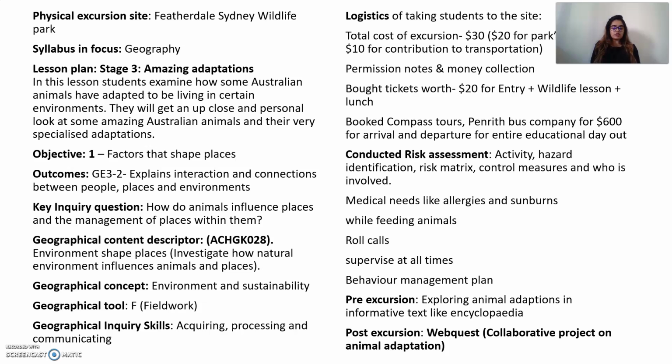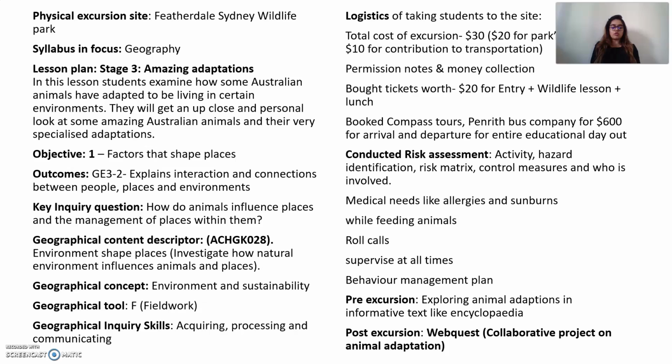There are significant logistics of taking students to this site. The first one is the total cost of the excursion, which comes to $30, which includes $20 for the park's ticket and lunch, and $10 for contribution to transportation. Teachers ensure that permission notes are sent and signed by families and then they collect the money. The school booked Campus Tours with a bus company for $600 for arrival and departure for an entire educational day out.